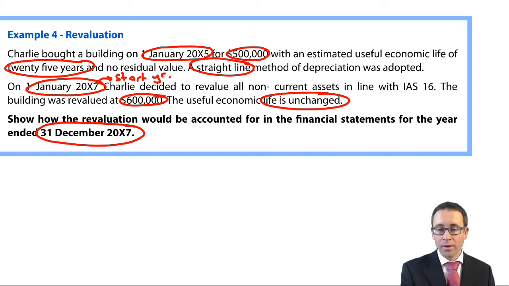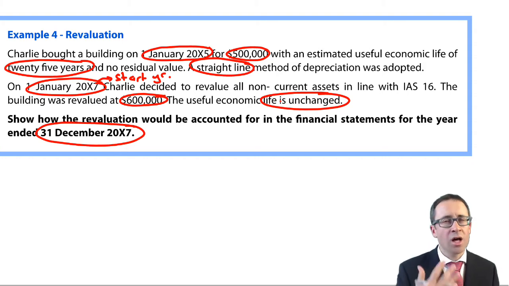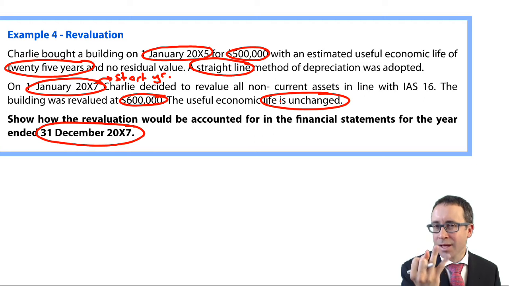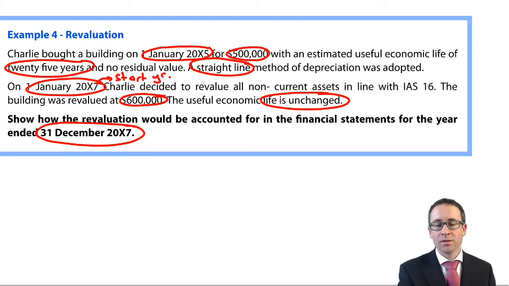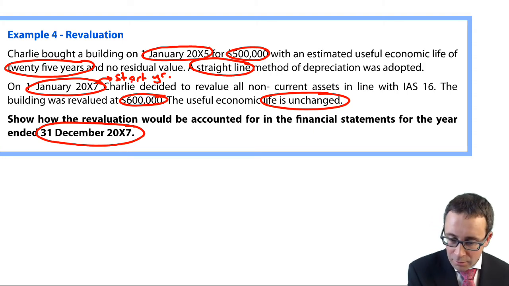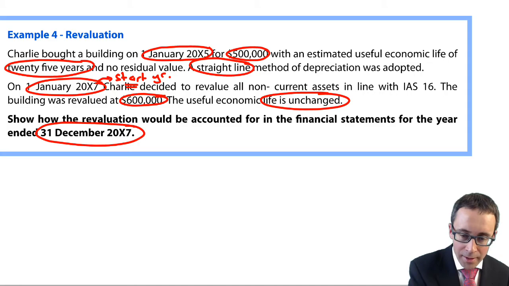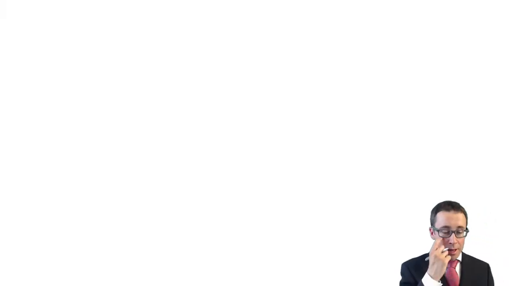Well, it was 25 years originally. Be careful, it was revalued at the start of the year. So at the start of the year, you're looking at X5 and X6. Only 2 years have gone, so there are 23 years remaining. By the end of this year, 3 years will have gone. But the revaluation, the key bit, took place at the start. So let's go through and look at how we account for it.